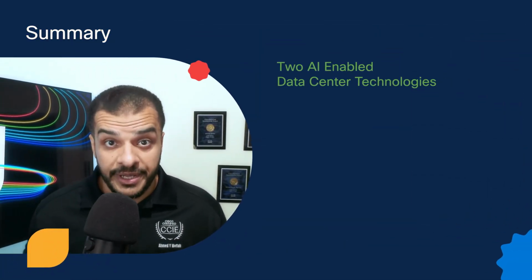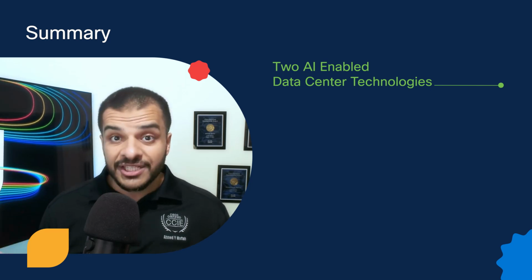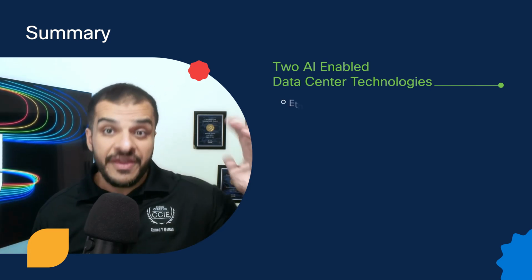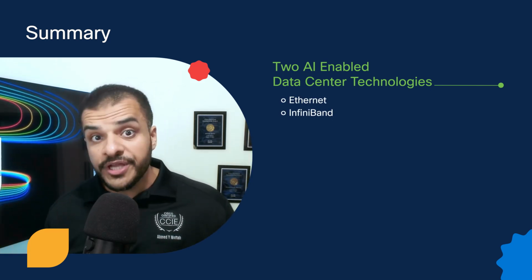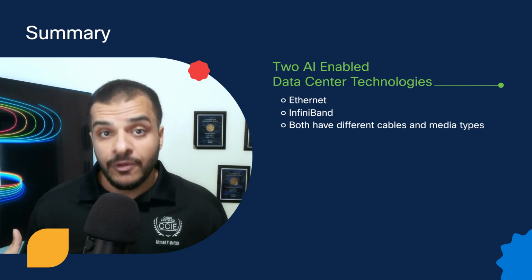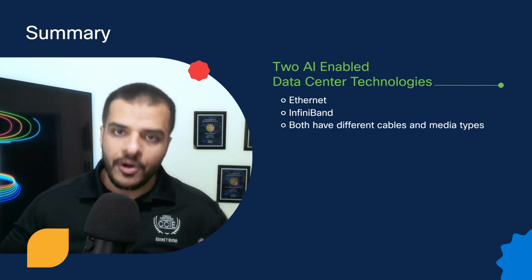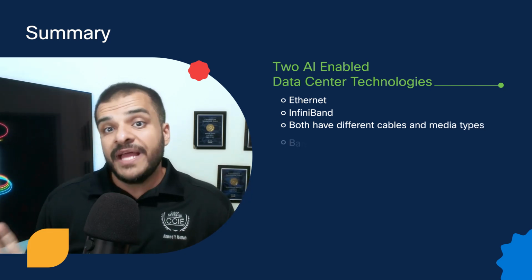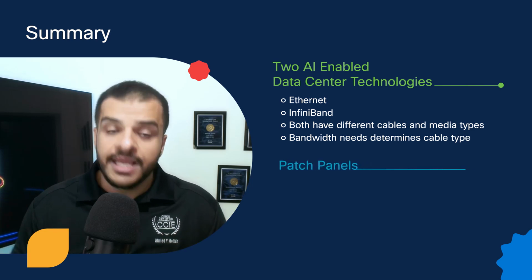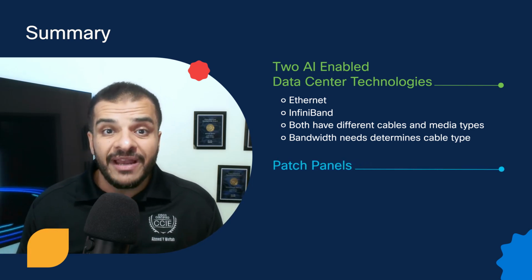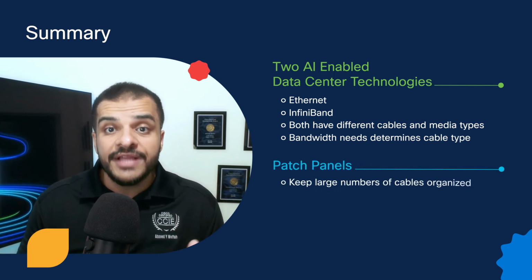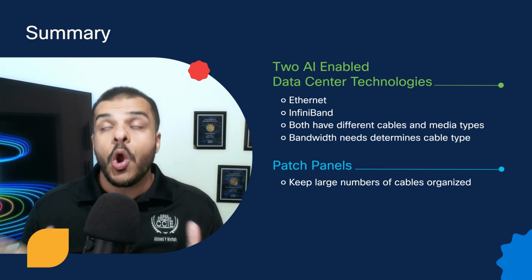Let's summarize really quick. We have 2 main technologies when it comes to the AI-enabled data center, Ethernet and InfiniBand, both of which provide different cables and different media types, copper and fiber. Of course, that depends on the bandwidth that you need. Let's not forget the patch panels as well, which provide a way to keep large numbers of cables organized.